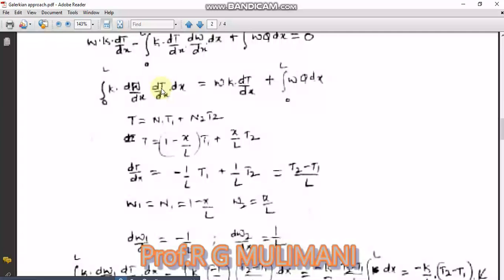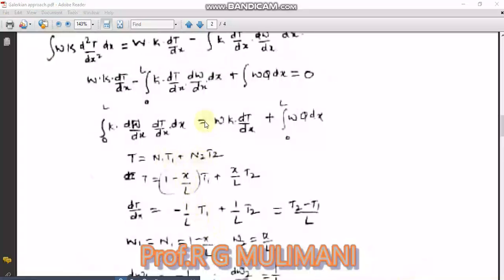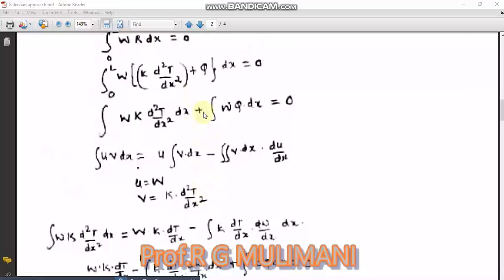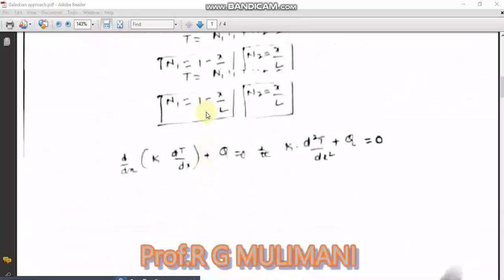In dt by dx, where T is equal to N1 T1 plus N2 T2, by the isoparametric representation it can be written. We know that T is the temperature at any point within the element, and T1 and T2 are the nodal temperatures, and N1 and N2 are the shape functions. It is derived in the previous video, that N1 is equal to 1 minus x by L, and N2 is x by L.